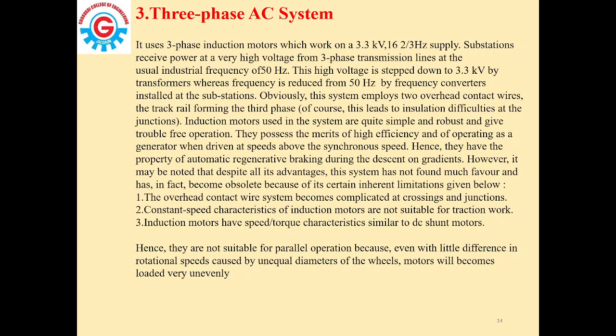There are certain limitations in this system. The overhead contact wire becomes complicated at crossings and junctions. The second limitation is that the constant speed characteristics of the induction motor are not suitable for traction work. The third limitation is that the induction motor has speed-torque characteristics similar to the DC shunt motor, not the DC series motor. Hence, they are not suitable for parallel operation, because even with a little difference in rotational speed caused by unequal diameters of the wheels, the motors will share the load very unequally.